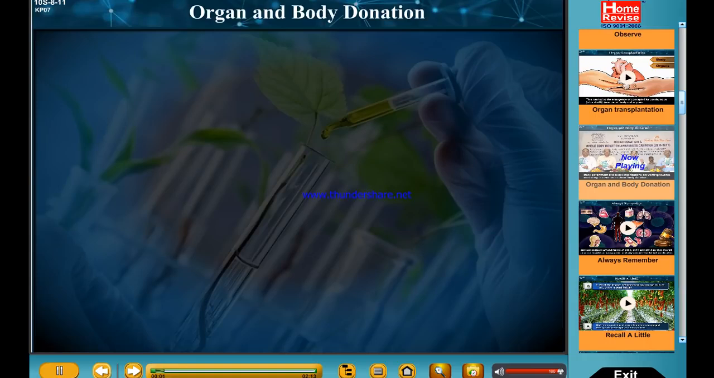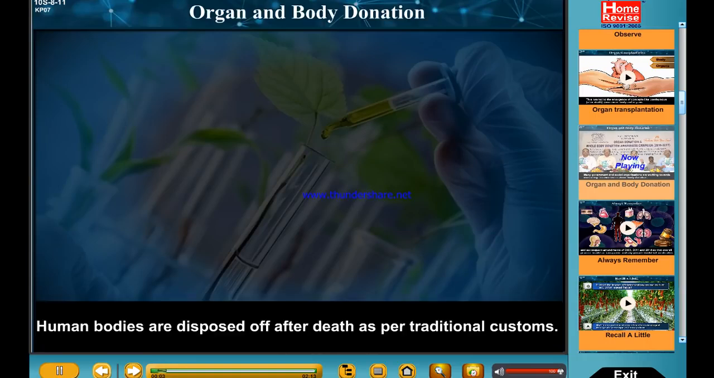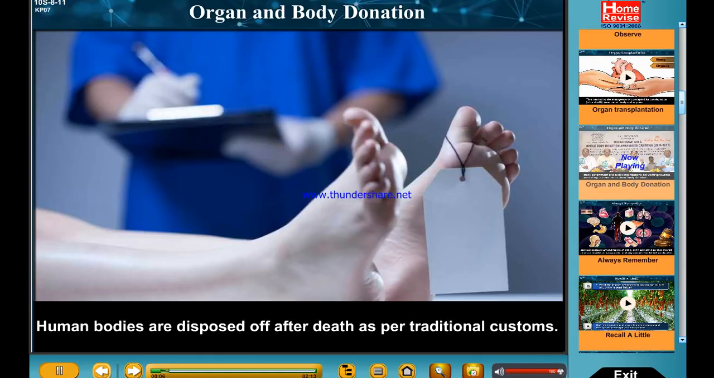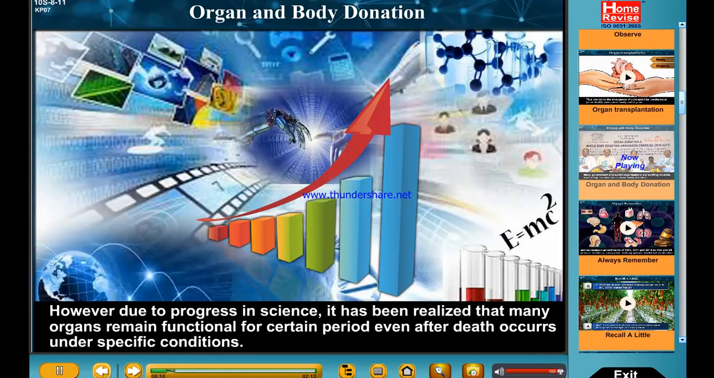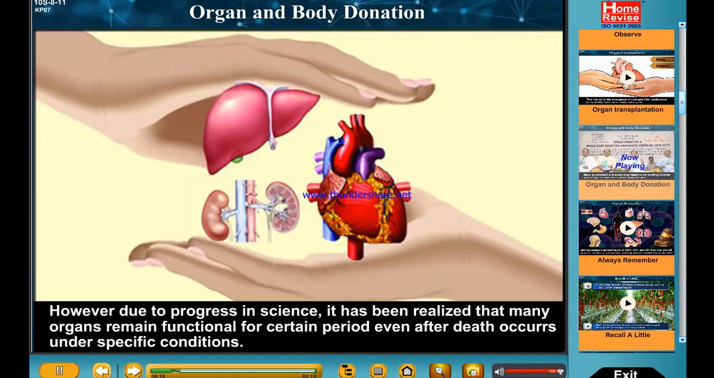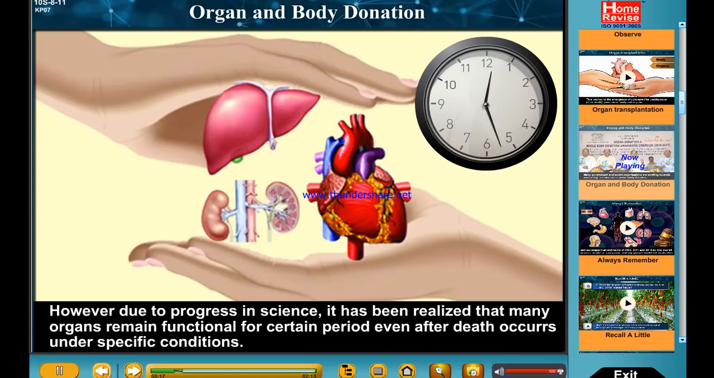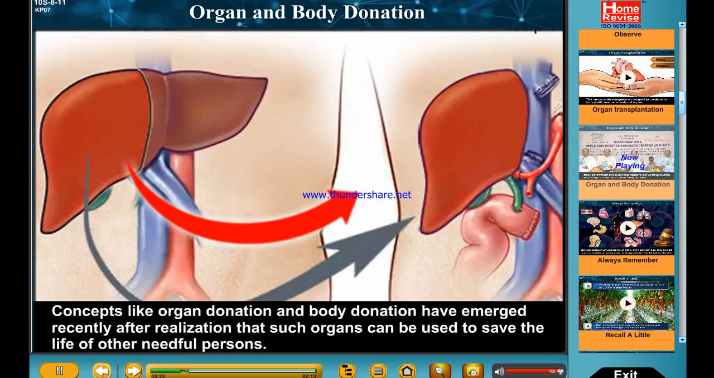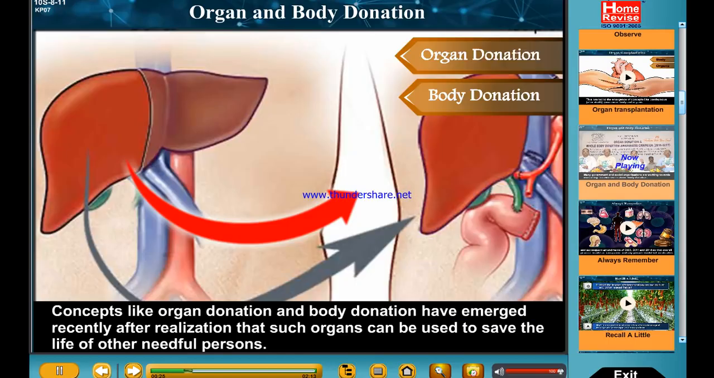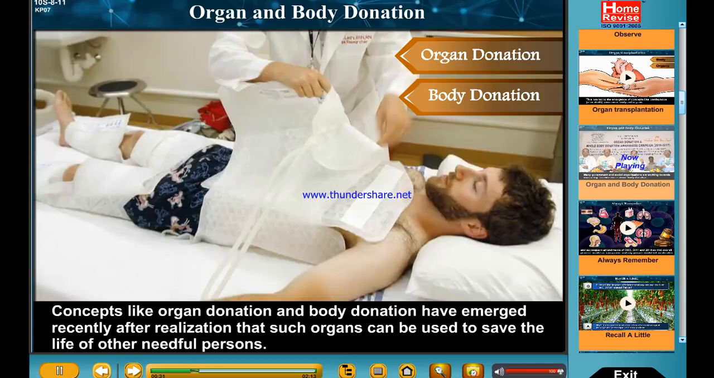Organ and body donation. Human bodies are disposed of after death as per traditional customs. However, due to progress in science, it has been realized that many organs remain functional for a certain period even after death occurs under specific conditions. Concepts like organ donation and body donation have emerged recently after the realization that such organs can be used to save the life of other needful persons.